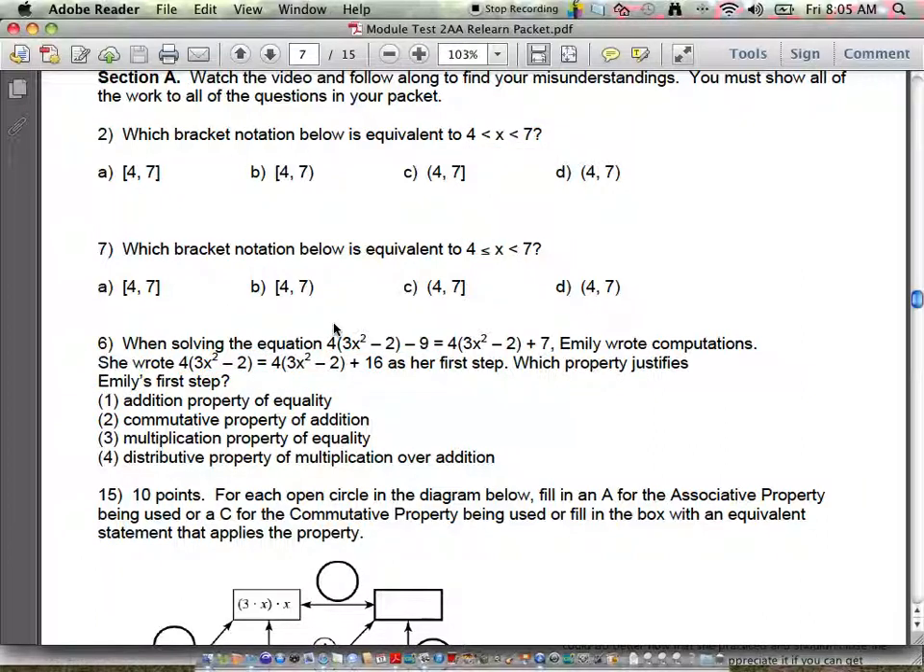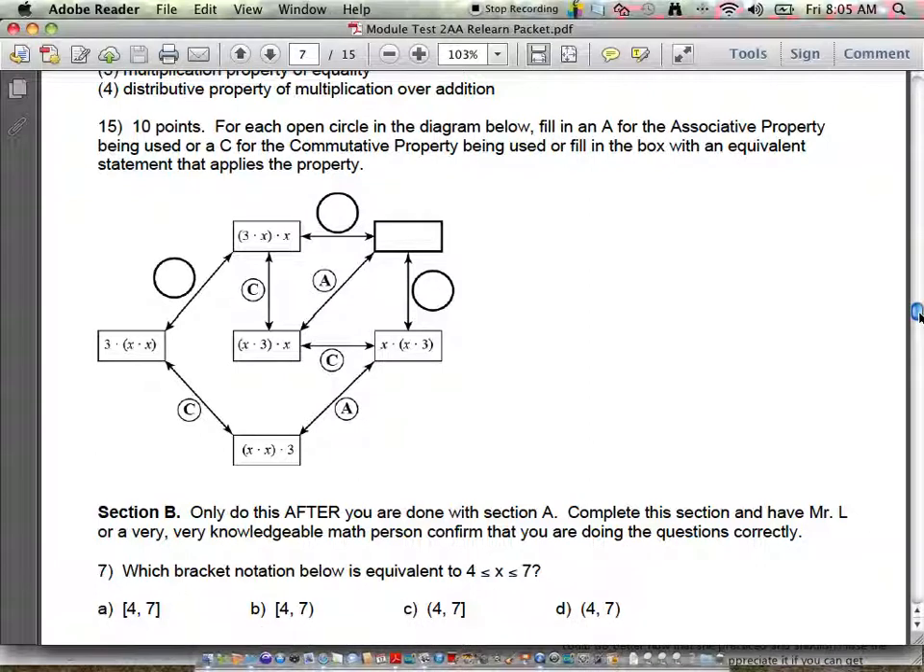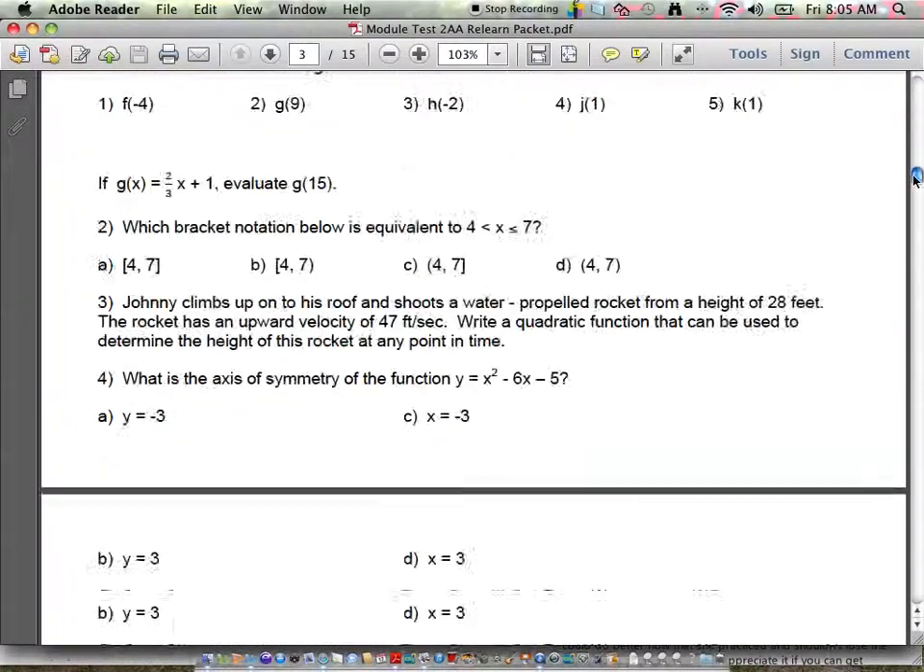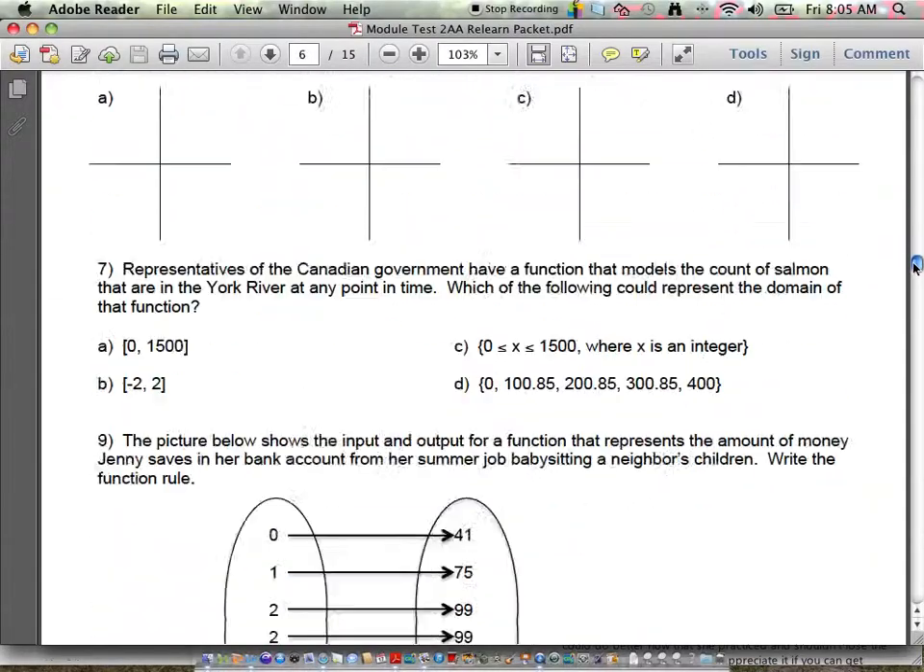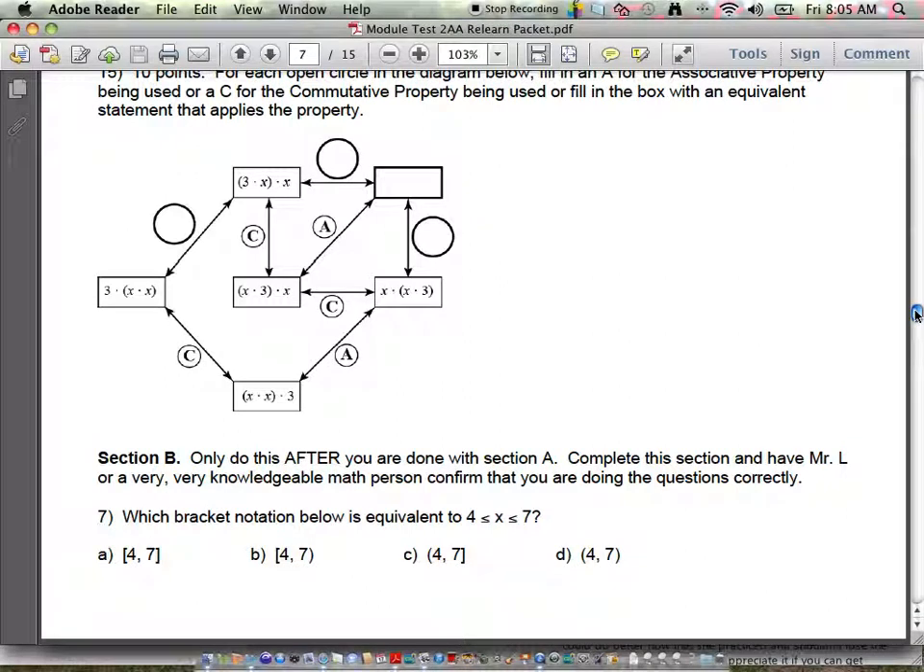Okay, so now we get on to this interesting diagram, which we covered a little bit in class. We didn't cover that much of it. But I was fairly happy to see that most of the kids did pretty well on this question. So let's get going on it here. All right, so what we want to do is figure out what goes in the box and which property is being used.